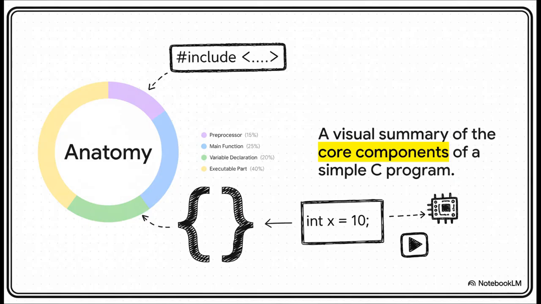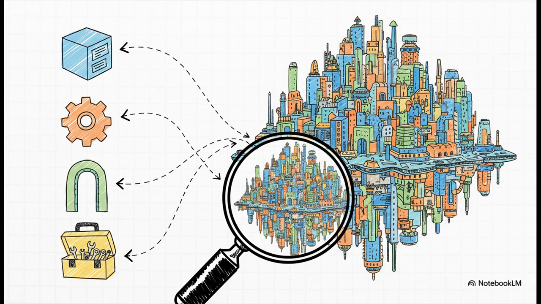This chart gives a great visual breakdown, doesn't it? It's like the anatomy of our tiny program. You can see how all the pieces we talked about, the preprocessor, the main function, the variable, and the action part, each have their own job, but they all have to work together to make the whole thing run. And really, the big thing to take away from all this is that even the most complicated software you use every single day, I'm talking games, apps, everything, it's all built from these same simple, logical pieces. It's all just building blocks, stacked on top of each other.